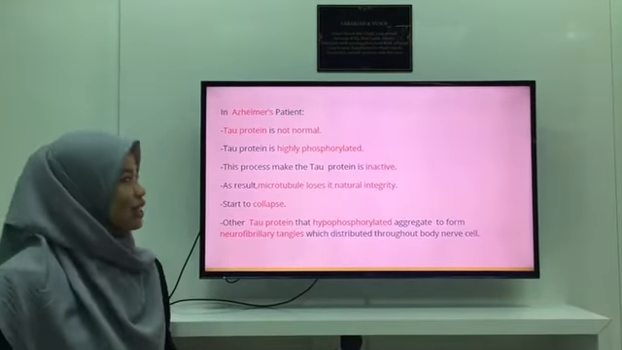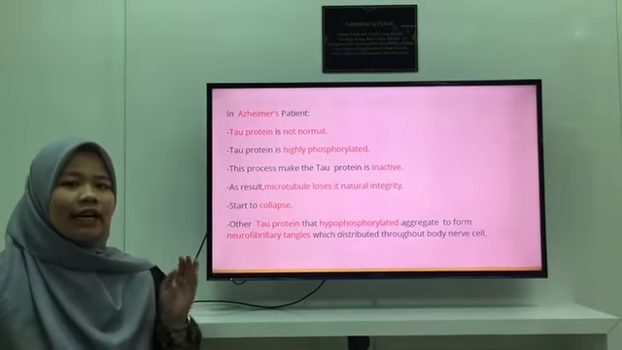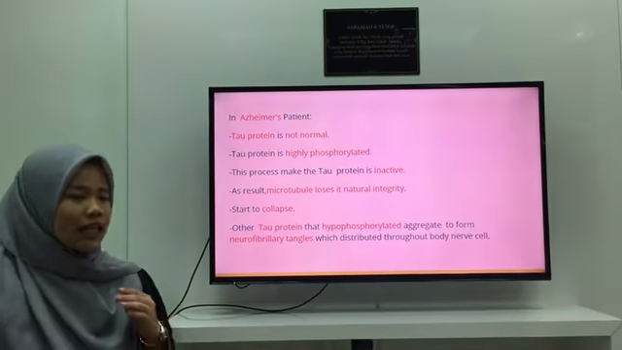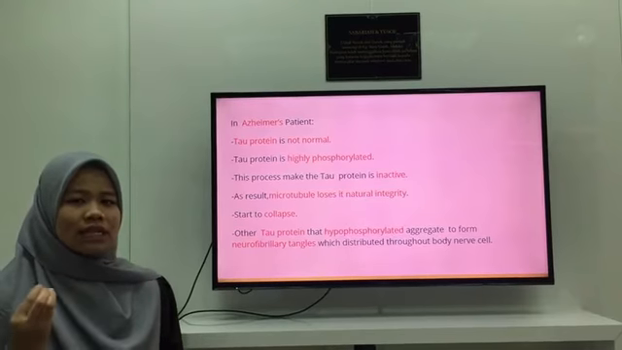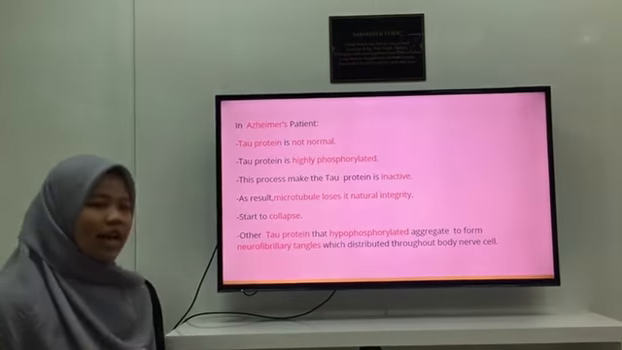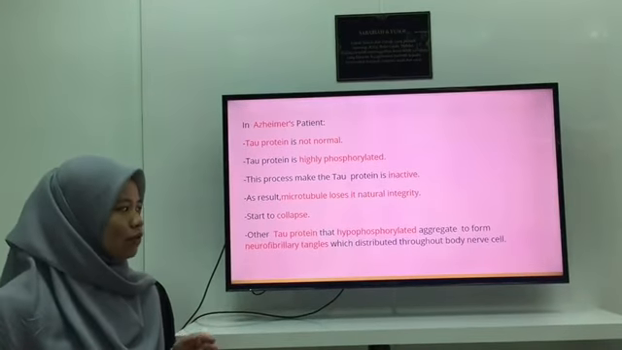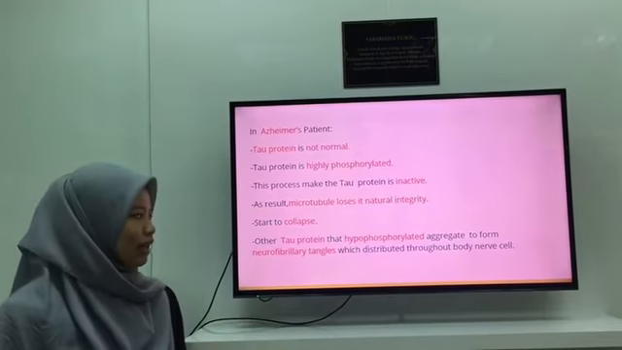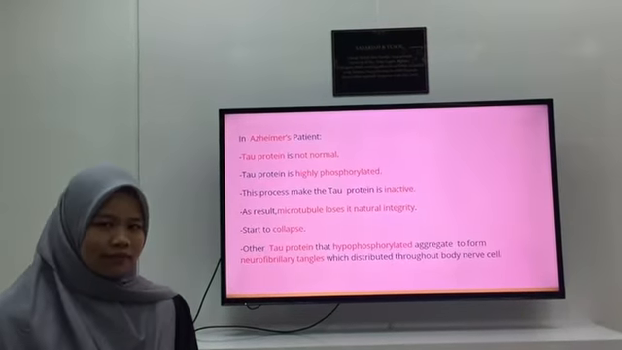In Alzheimer's patients, tau protein is not normal. Tau protein is highly phosphorylated. This process makes the tau protein inactive. As a result, the microtubule loses its natural integrity and starts to collapse. The other tau proteins that are hyperphosphorylated aggregate to form neurofibrillary tangles, which are distributed throughout the nerve cells.